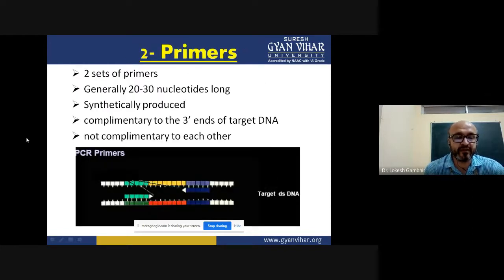So what we are doing is targeting the specific regions of the target DNA by using primers, short oligonucleotide primers. Now, 2 primers are required. One is forward and the other is reverse. The forward is always in the 5 prime direction, and the 3 prime is the reverse. We are talking about the opposite end. So these primers are always synthetically produced. They are designed based on the target gene that you want to target.